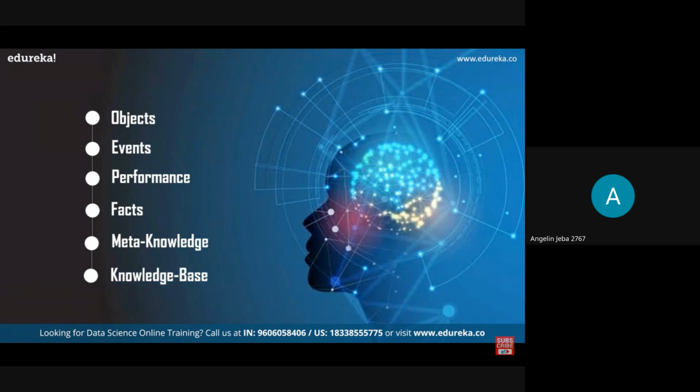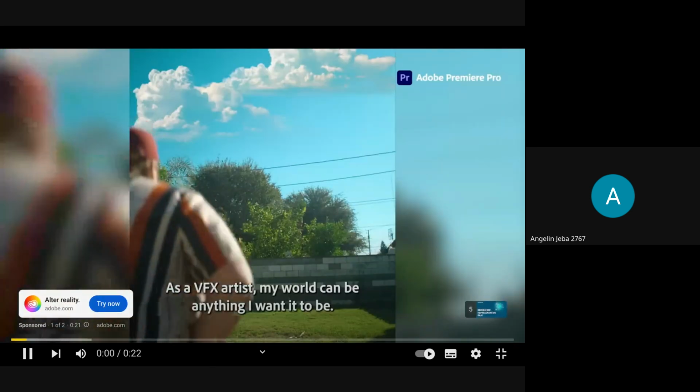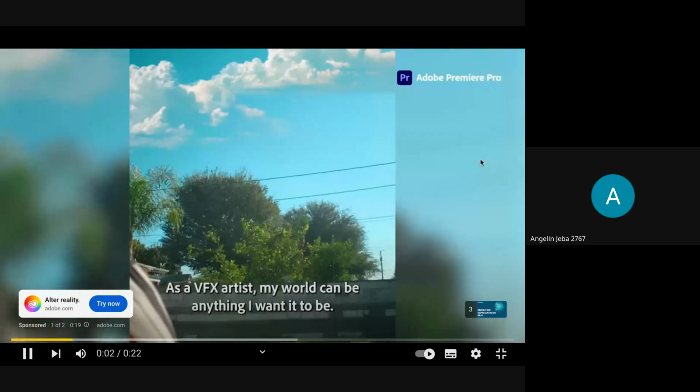And now that you know about knowledge representation in AI, As a VFX artist, my world can be anything I want it to be.